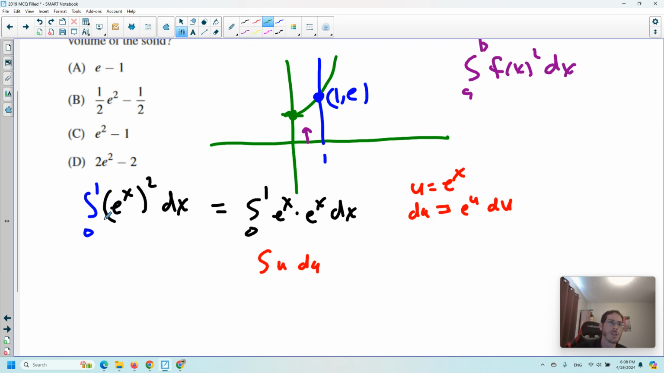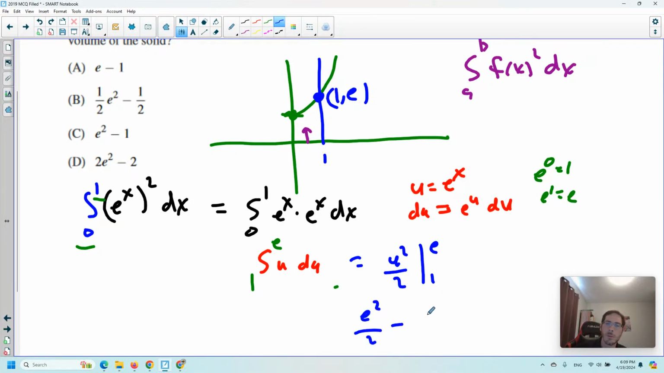Our limits change. So 0, e to the 0 is 1. We do get to use that. e to the 1 is e. So we go from 1 to e of u du. Power rule: the integral of u is u squared over 2, from 1 to e. So we get e squared over 2 minus 1 squared over 2. That's this one: 1/2 e squared minus 1/2.